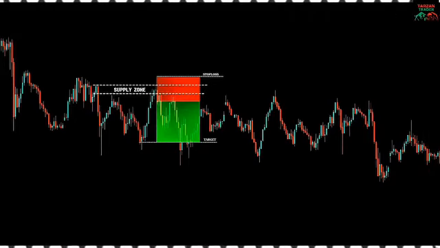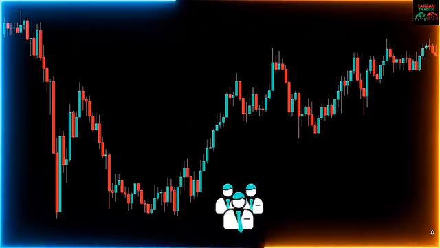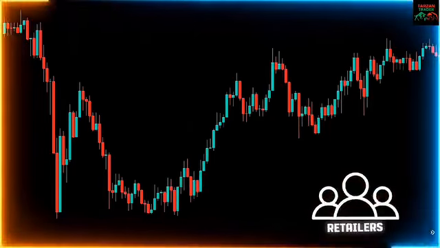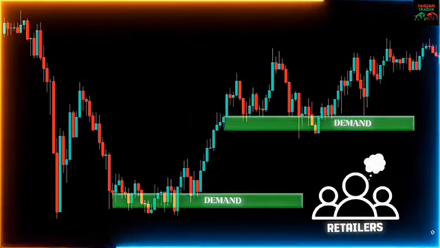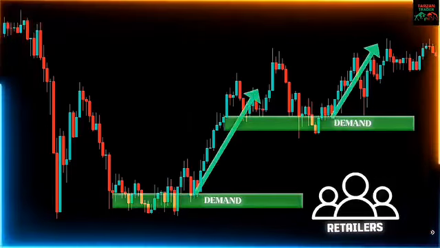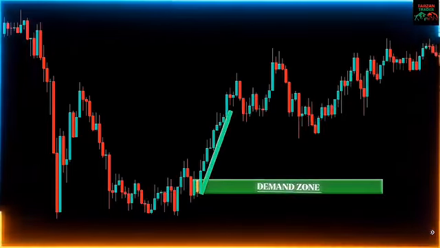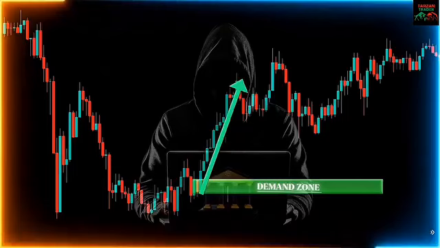Let's flip the chart and talk about the demand zone, the area where institutions place aggressive buy orders. Most retail traders think demand is just any level where price bounced before, but real demand is not just a bounce. It is where the market reversed with power because big money stepped in to buy.